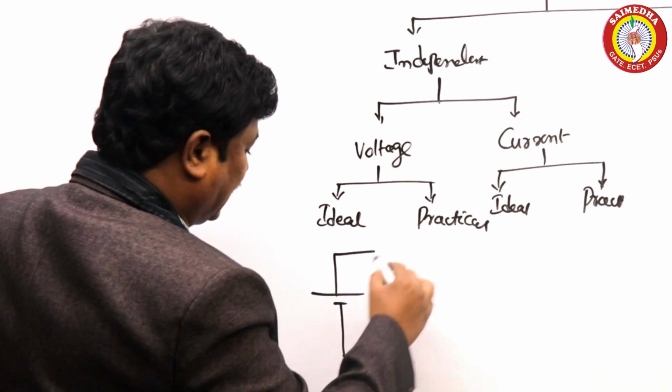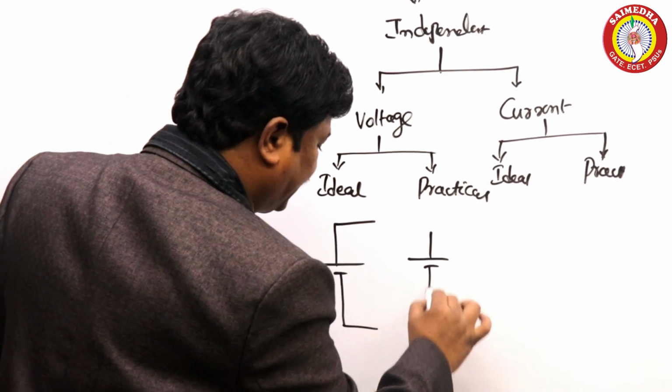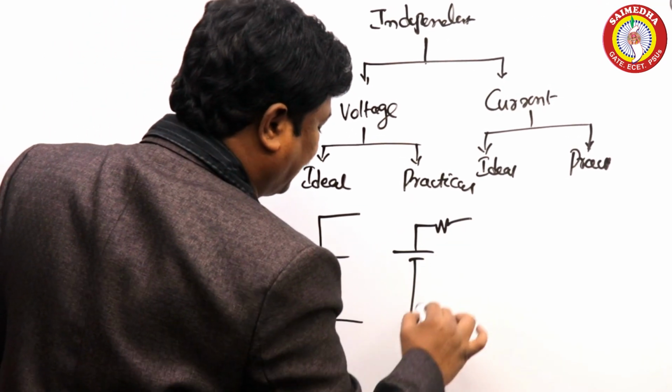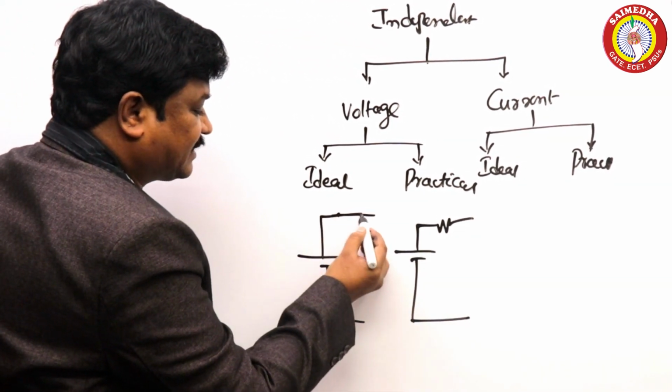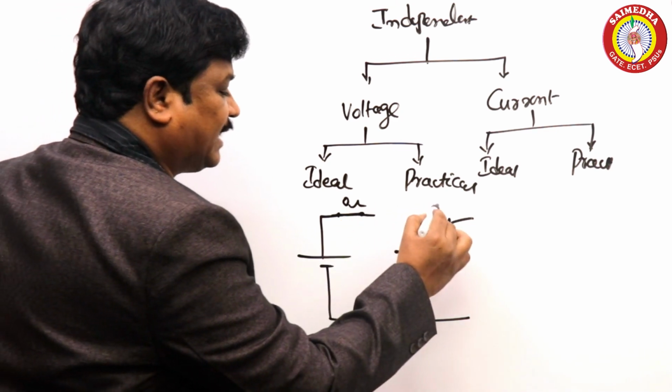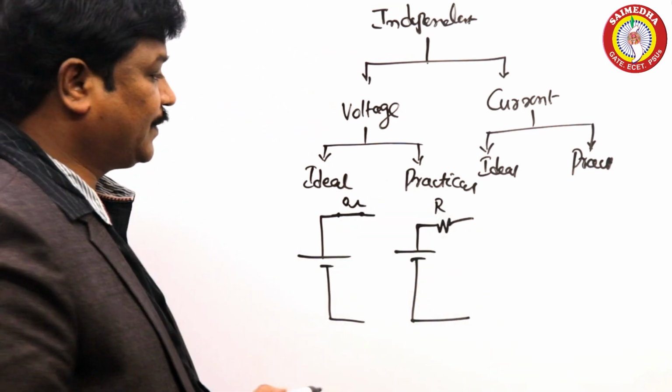Now coming to the practical voltage source, we have a voltage in series with some internal resistance. In the ideal case, the internal resistance is 0 ohms. Here it has some internal resistance.